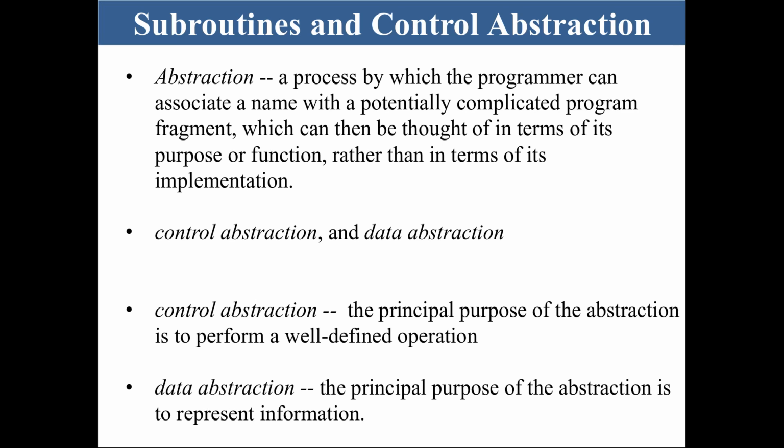The control abstraction is the abstraction in which the principal purpose is to perform a well-defined operation. That is, here it hides the implementation details. The control abstraction mainly focuses on hiding the implementation details, and data abstraction focuses on representation. That is, it gives importance to the representation. So it hides the details about the data.